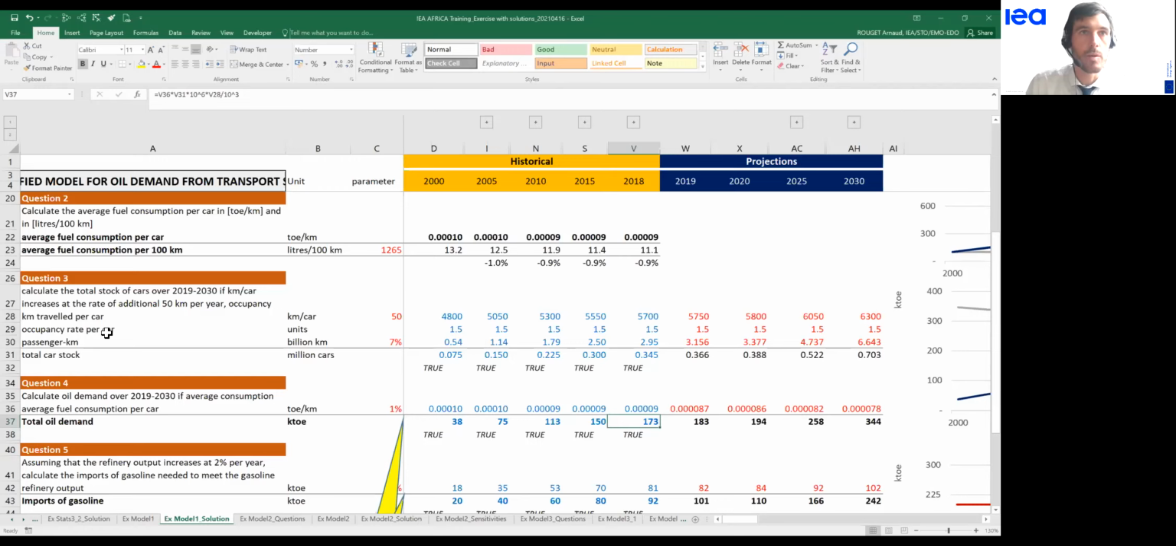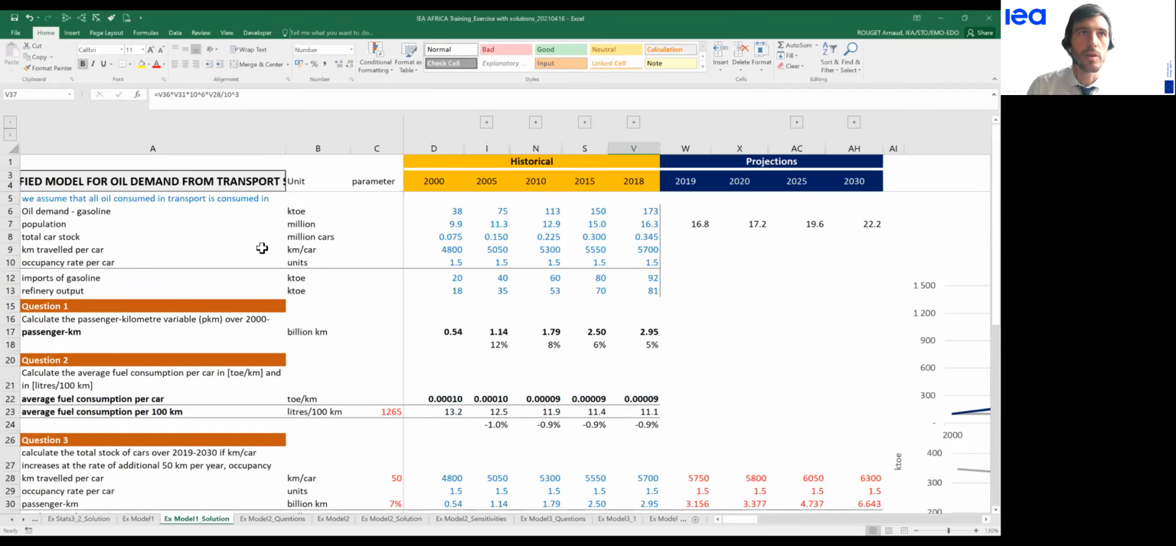And here again, we will take the assumption that refinery activity will increase. We were given historical data on refinery outputs over the last 2 decades, and we can again try to understand what the evolution has been.